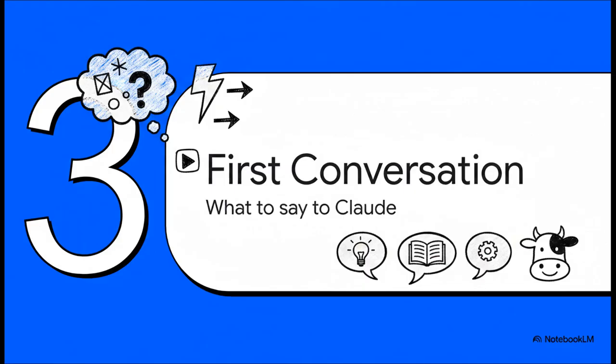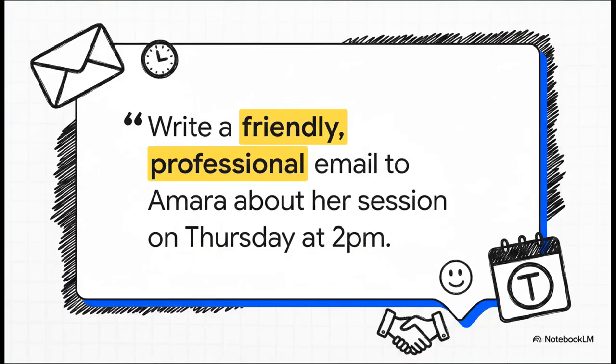Okay, so you're all set up, you know what it can do, but what do you actually say first? That blank page problem is a real thing, so let's look at a couple of really solid prompts to get you started. Here's a perfect example for a really common task. See how specific it is? It defines the tone, friendly but professional. It names the client, Amara, and it gives all the key details. That level of context is exactly what gets you a great result.